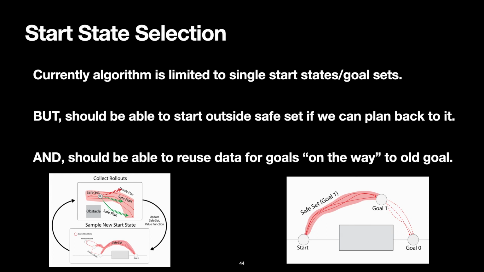Additionally, we should be able to reuse prior data for new goal sets if the new goal set contains one of the reachable sets in the old safe set. Roughly speaking, if the new goal set is along the way to the old goal set, then we should be able to reuse a prefix of the old safe set.